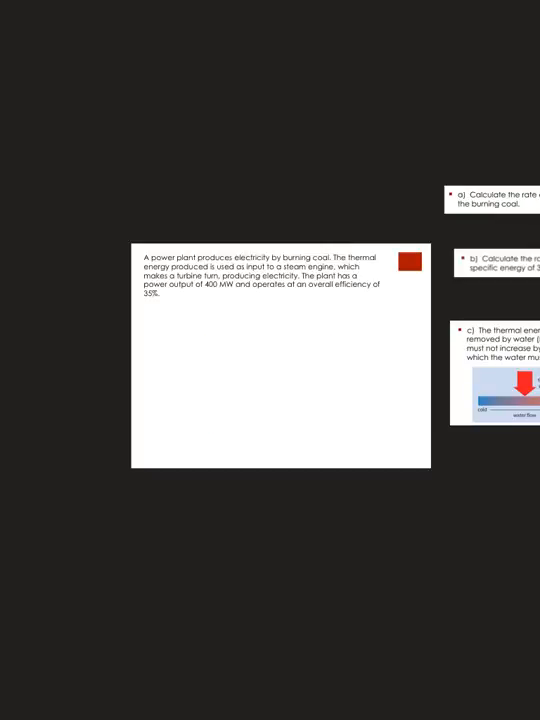Let's do a question. A power plant produces electricity by burning coal. The thermal energy produced is used as input to a steam engine, which makes the turbine turn, producing electricity. The plant has a power output of 400 megawatts and operates at an overall efficiency of 35%.